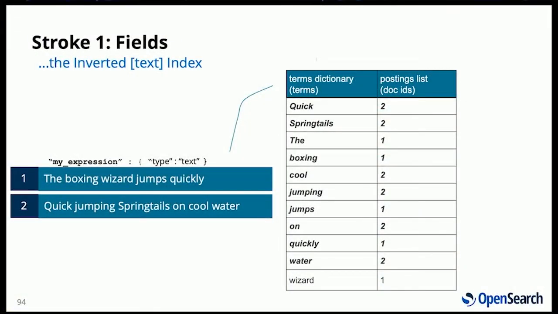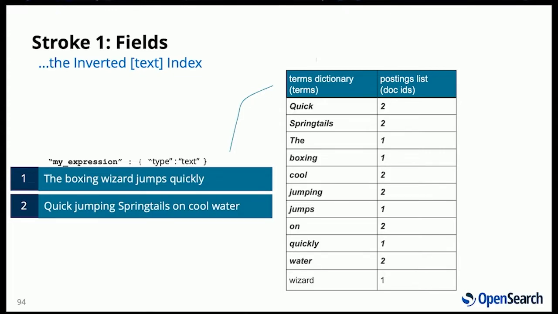So for an example, if I have a single text field called my expression, I define that as type text, and I have 2 documents with these 2 separate sentences. I split those text terms out, put those in the terms dictionary, and then the postings list would be document 1 and 2, or the page number on which those terms fall.